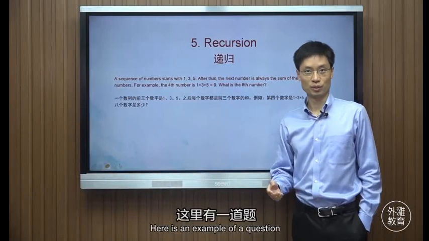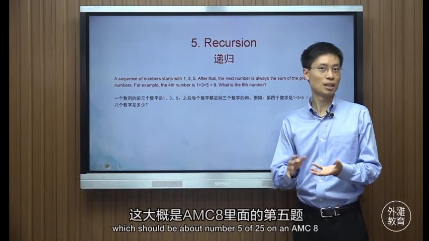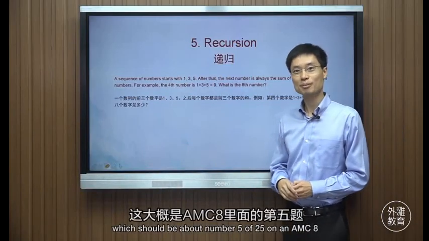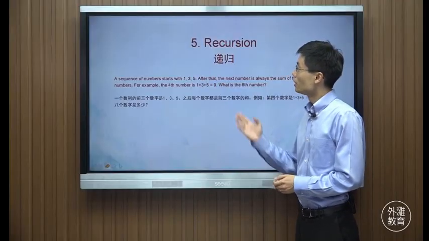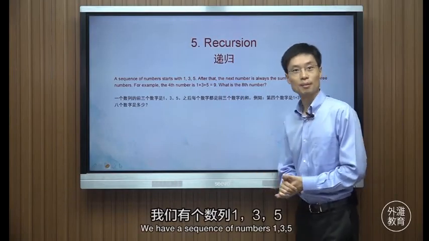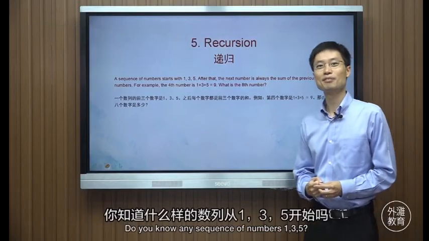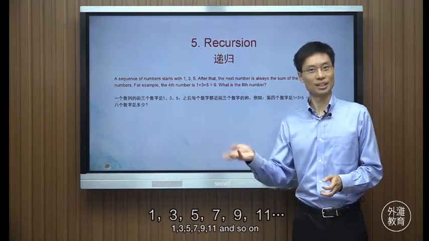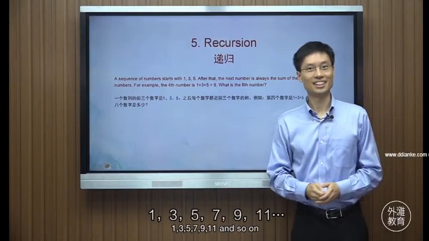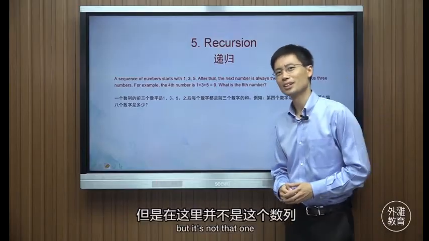Here is an example of a question which should be about number 5 out of 25 on an AMC 8. We have a sequence of numbers, 1, 3, 5. Do you know any sequences of numbers, 1, 3, 5? 1, 3, 5, 7, 9, 11, and so on. But it's not that one.